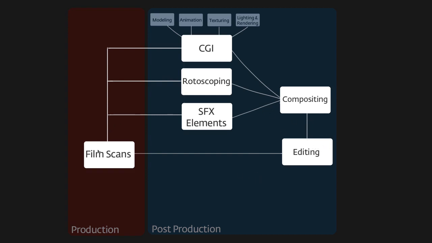So we'll start at the front. The main input for a compositor will be the film scans. The film scans come from the production stage, obviously. They are generally digital these days, although film cameras are still used. The term film scans or plates is often used. This is a throwback to the film days, because the film had to be physically scanned on a film scanner and then digitized so it could be used in compositing.